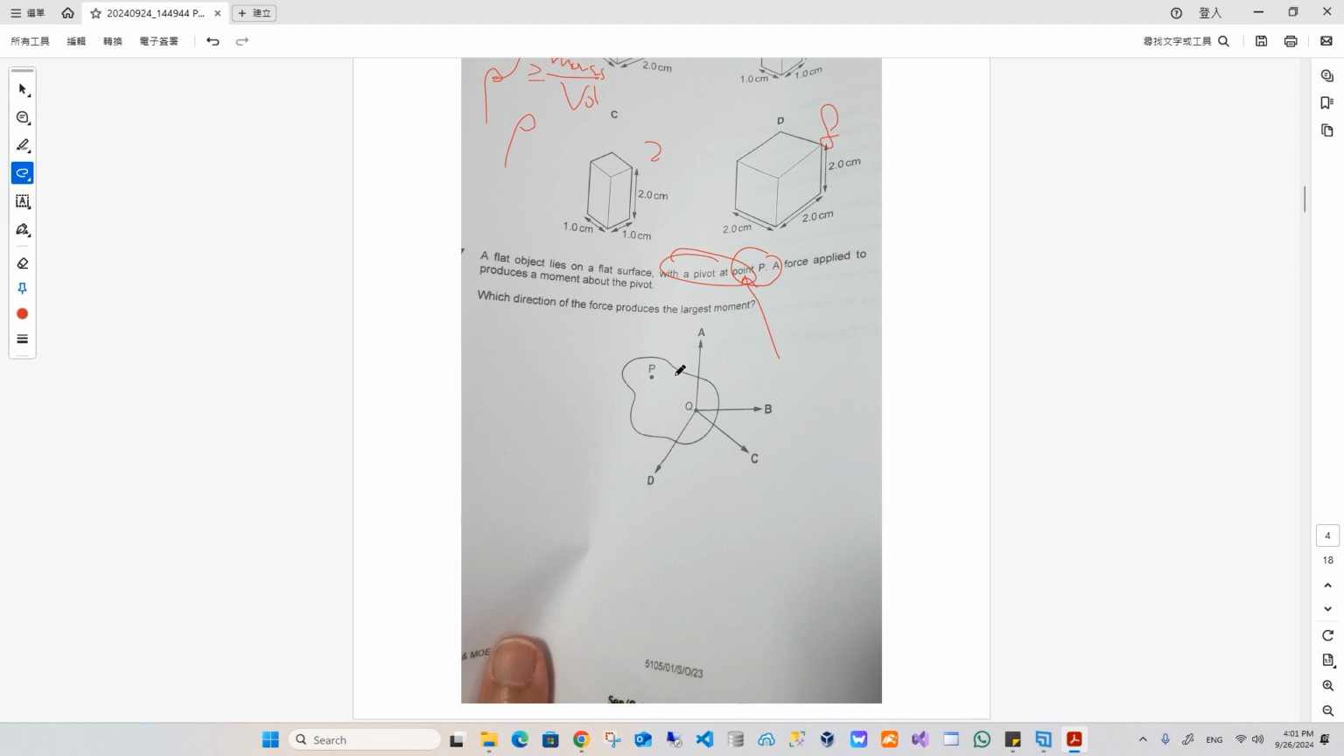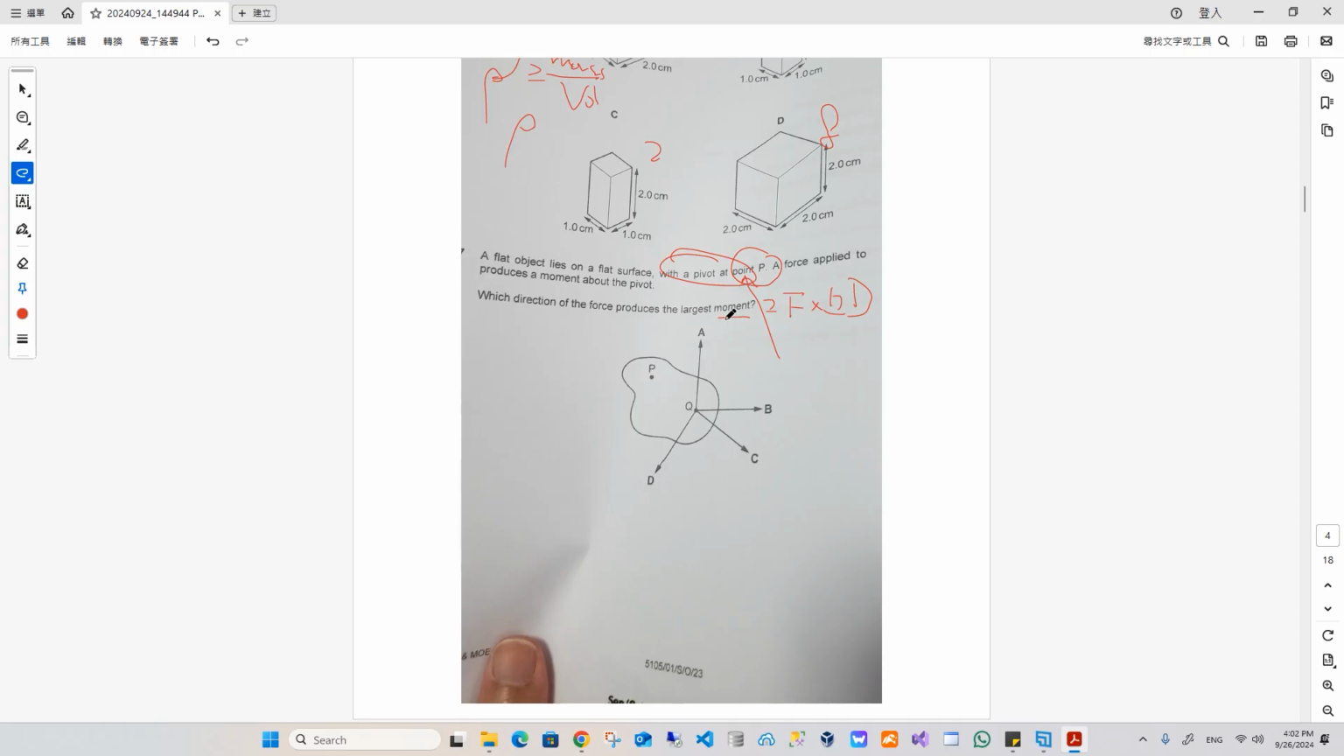Moment is equal to force times perpendicular distance. How about this question? The idea is that a constant force is applied, with the same amount of strength at A, B, C, D. Which one will cause the biggest moment, meaning the turning effect?